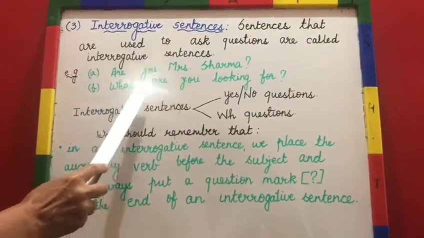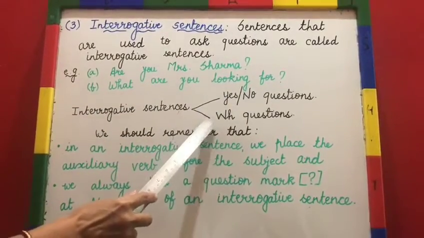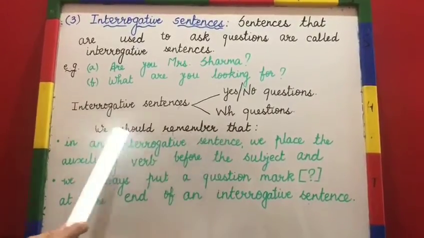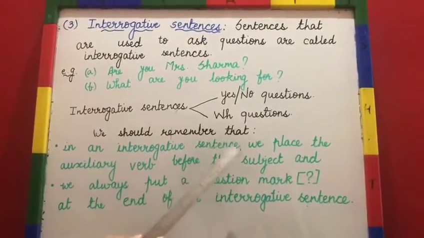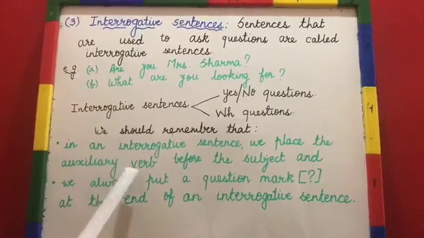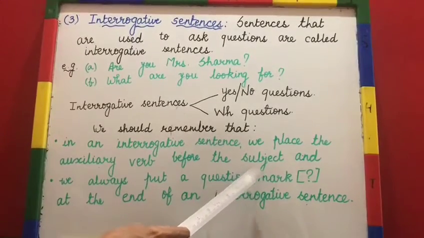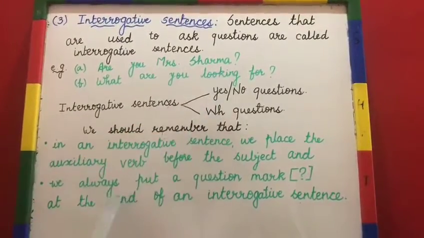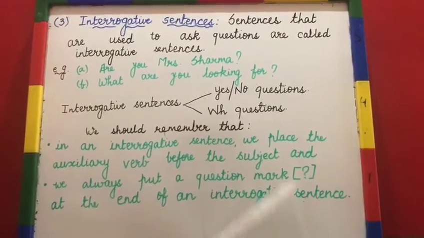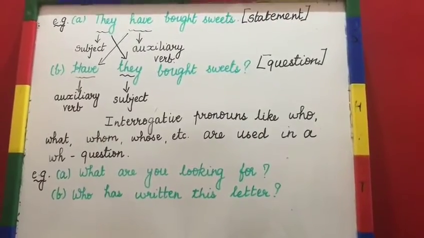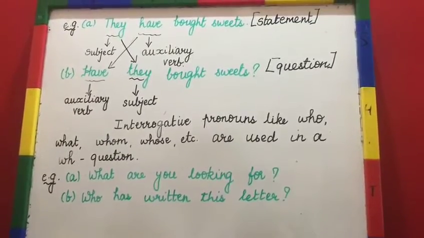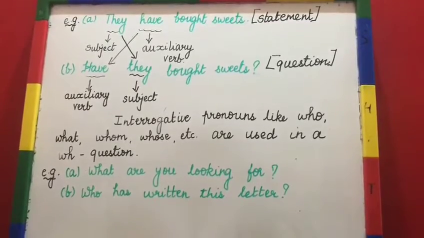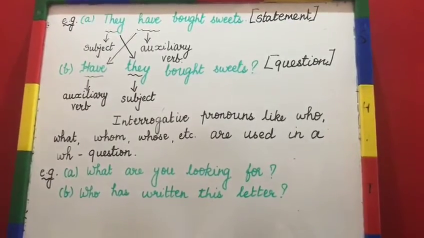The next one, what are you looking for? That is a WH question. We should remember that in an interrogative sentence, we place the auxiliary verb before the subject, and we always put a question mark at the end of an interrogative sentence. We saw that in an interrogative sentence, we place the auxiliary verb before the subject. Let us understand this with the help of an example.